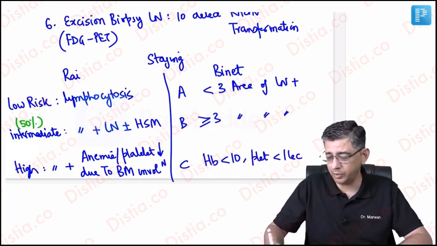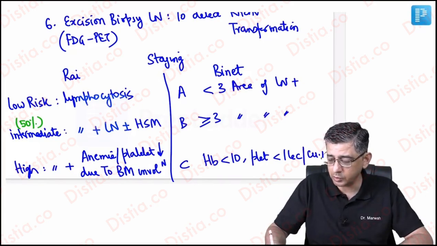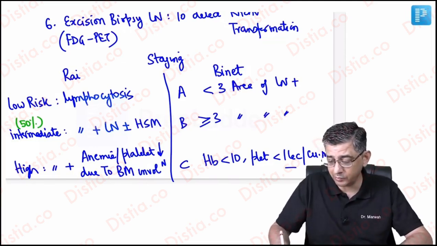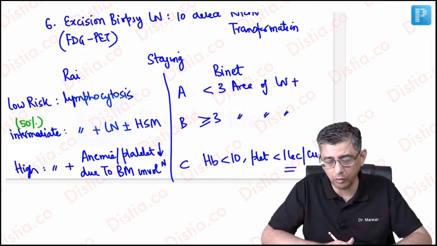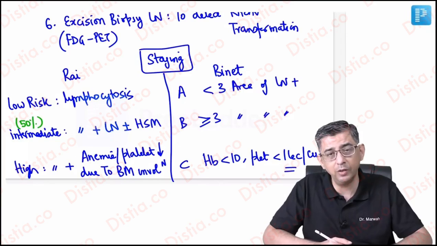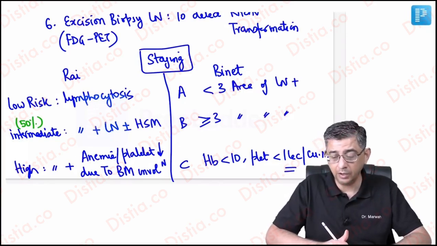They obviously keep on, sometimes they use 10 raised to power 9, sometimes they are using values from the Indian perspective. So I have just tried to give you the routine information that is given with respect to staging, both for the Rai and the Binet classification. And now we will decide what is the treatment to be given.